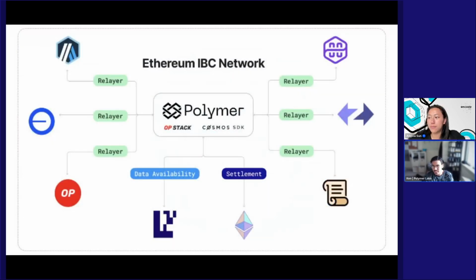So Polymer is the interoperability hub of Ethereum. We're starting with OP stack chains, which includes Optimism and Base, and will eventually expand to other rollup ecosystems such as Arbitrum, and then even beyond the Ethereum ecosystem.